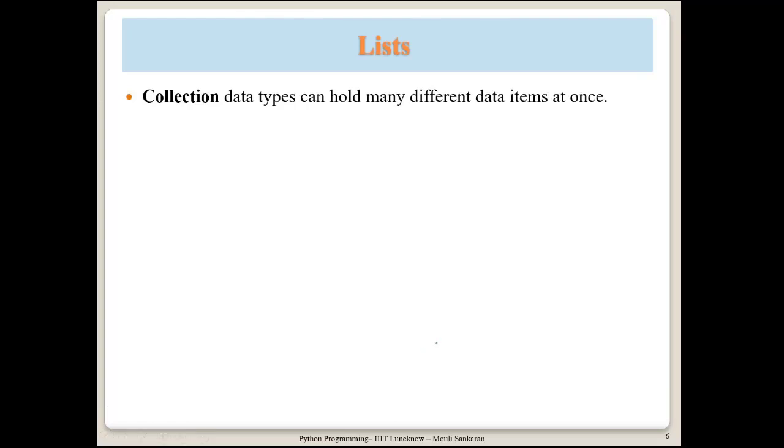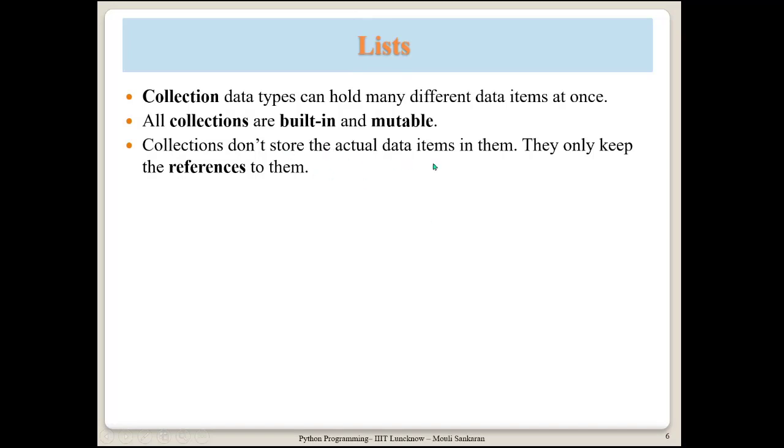Collection data types can hold many different data items at once. Collection means it can have many data items at once. All collections are built-in and mutable. I am talking about list. You need to relate it to the list only. I'm not generalizing it.